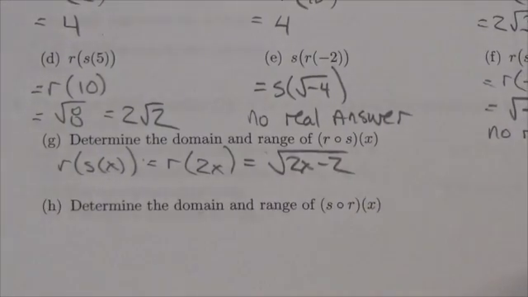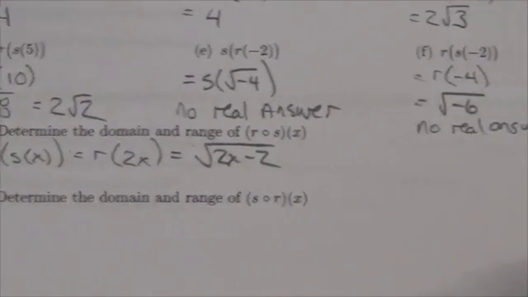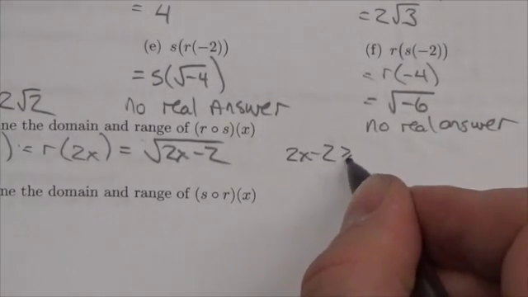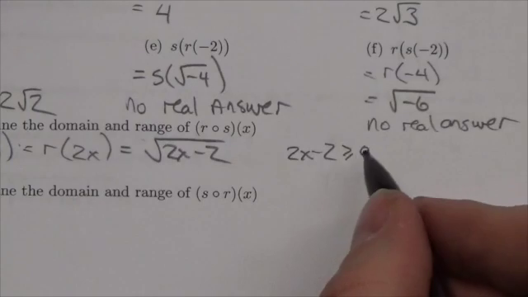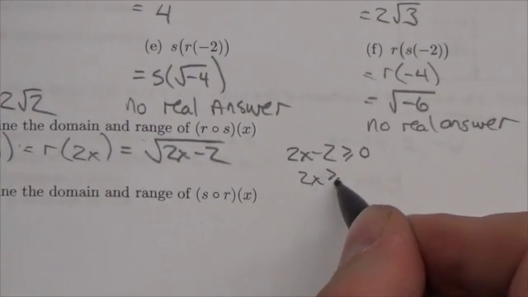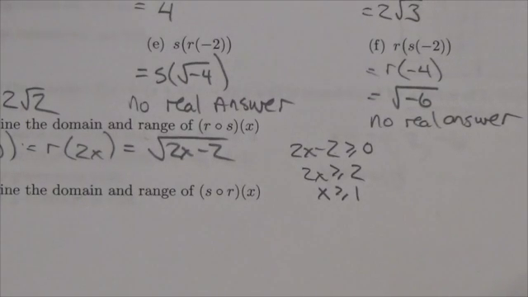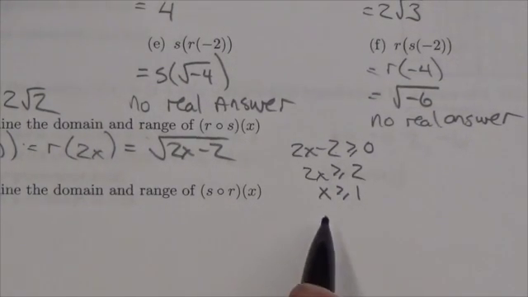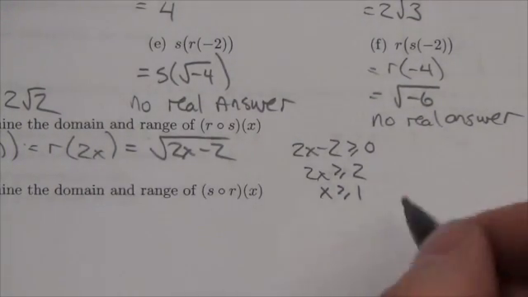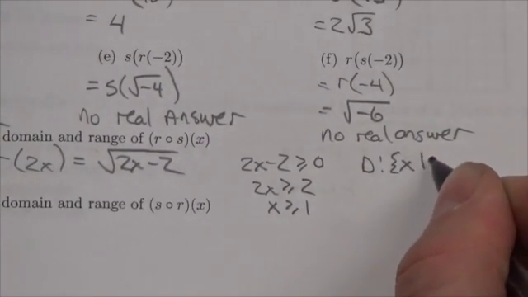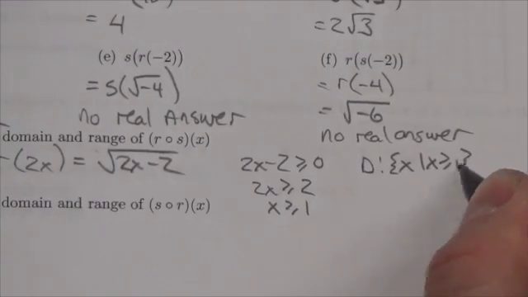Now I want to determine the domain of that. So for 2x minus 2, to figure out the domain, this has to be greater than or equal to 0. So bring the 2 over. 2x has to be greater than or equal to 2. x has to be greater than or equal to 1. So there's my domain. The domain is going to be the set of x values such that x is greater than or equal to 1.